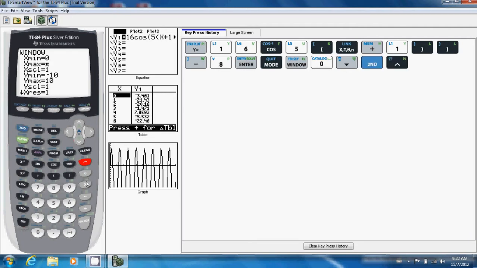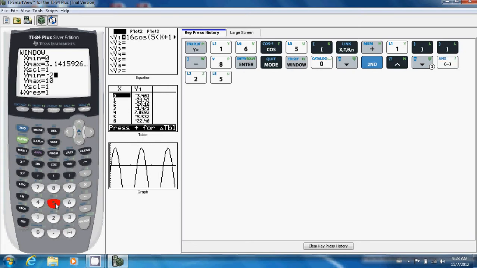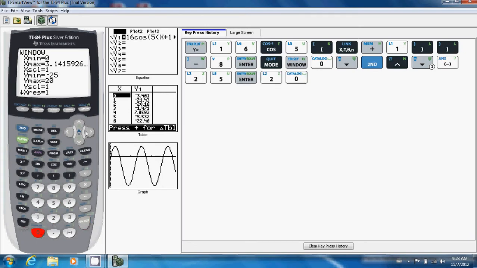And our minimum and maximum for y can also be set. Probably 20 would be sufficient here since we're dealing with 16 times the cosine and then subtracting 5. So let's go from minus 25 to positive 20. Okay, so you should have those elements in your window. Okay, so let's graph this.